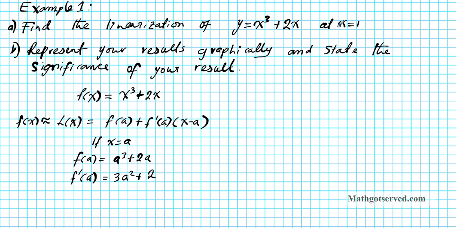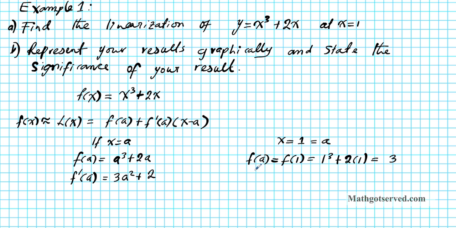In this question, we are to find the linearization at x equals 1. So let's set x to the value of 1. That's basically what a is. So a is going to be 1. If a is 1, f of a is simply going to be f of 1. What is f of 1 is what you get when you plug 1 into this function. So you have 1 to the third plus 2 times 1, which is 1 plus 2, and that's 3.